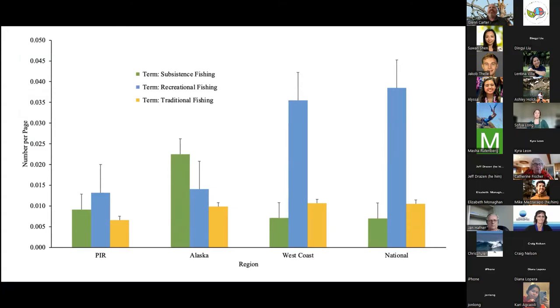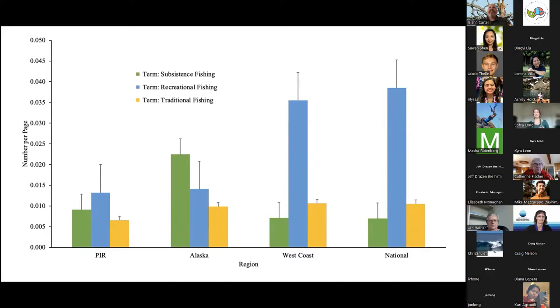The next figure I'm going to talk about is again looking at term used, but this is just the most frequently coded term. So subsistence, recreational, and traditional were the most commonly coded terms throughout all of the regions. This data is standardized by the number of pages to combat some of that high variability between the regions. You can see the Pacific Islands region has a very diverse and well-rounded set of term use, with recreational fishing being the highest, whereas the West Coast and National also have recreational fishing the highest, but it's much higher based on the page number than the Pacific Islands.